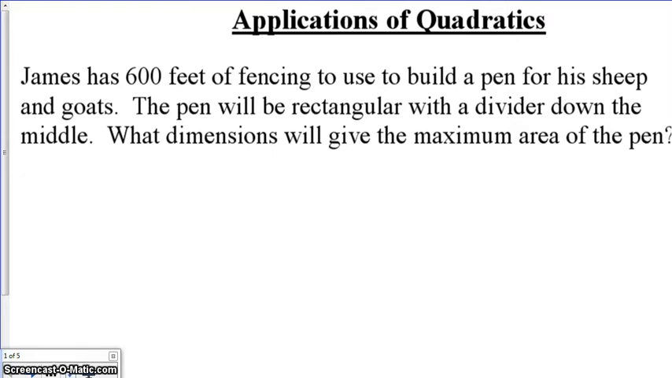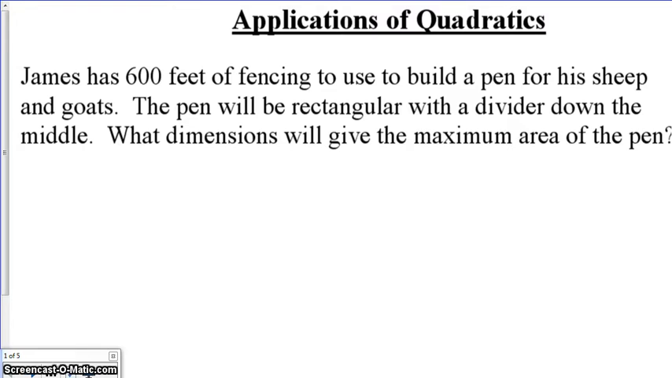James has 600 feet of fencing to use to build a pen for his sheep and goats. The pen will be rectangular with a divider down the middle. What dimensions will give the maximum area of the pen? It does help to draw pictures.